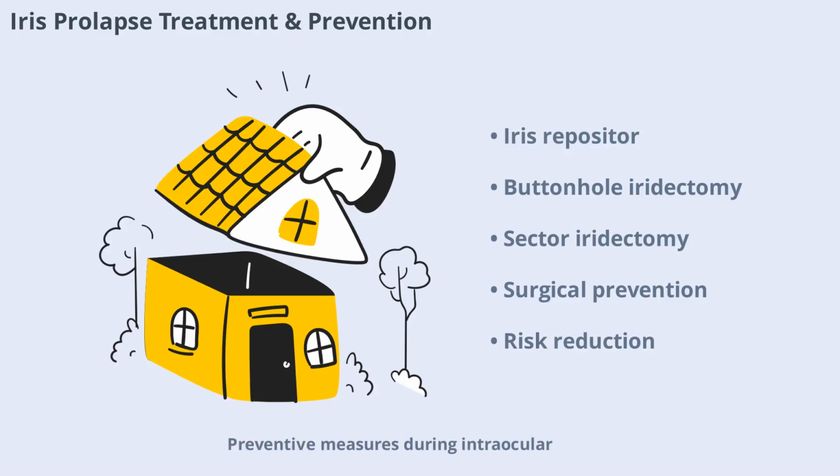Preventive measures during intraocular surgery include peripheral iridectomy, good suturing, and injection of balanced salt solution. Avoiding eye rubbing, straining, and coughing reduces the risk of iris prolapse.